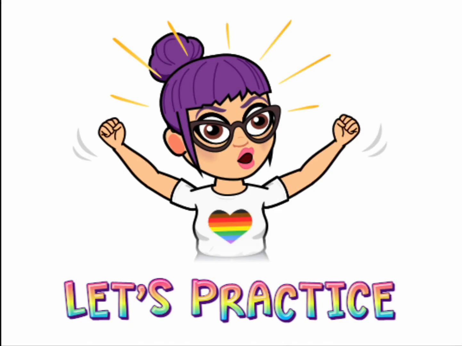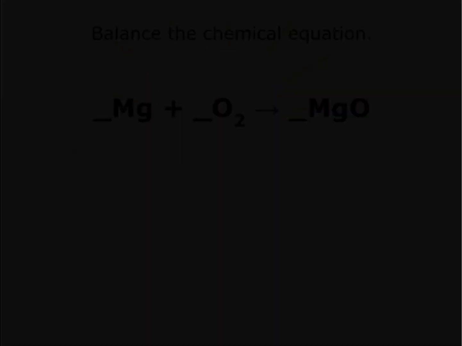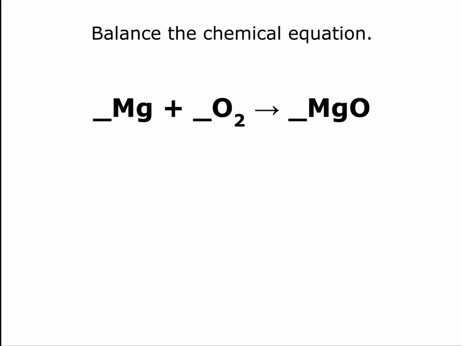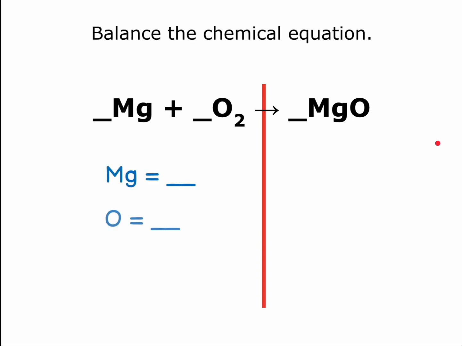All right, let's do one more for practice. So here we have some magnesium reacting with oxygen to produce magnesium oxide. First, we're going to split the equation in half. Then we're going to list the atoms that we have in the products and in the reactants. So we have magnesium and oxygen in the reactants. Same thing in the products, magnesium and oxygen.